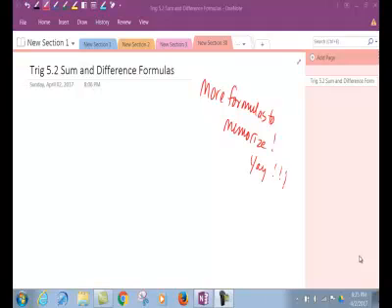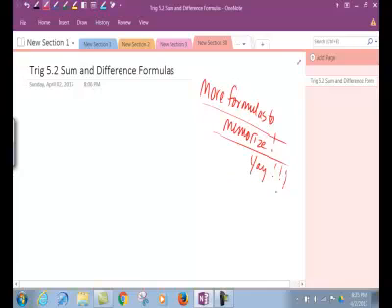Chapter 5, Section 2 talks about sum and difference formulas, and I know what you're thinking, more formulas to memorize, yay. All right, let's get right to it. Have you ever wondered how you would find the sine of the sum of two angles?